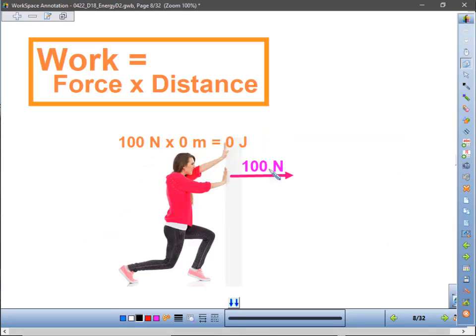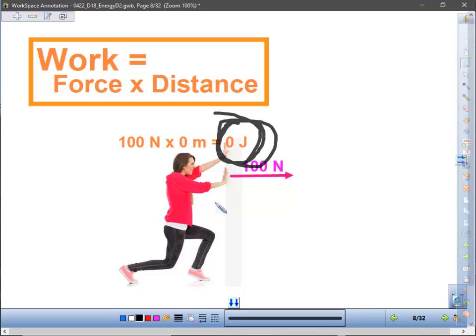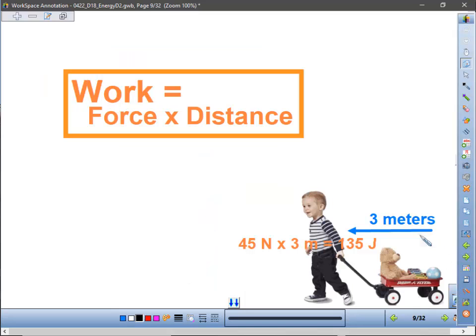All right, this woman, she's pushing with 100 newtons, that's the force, but the wall is not moving, so no distance. 0. 100 times 0 is 0. No work done. And that makes sense. Even though she's giving effort, the wall's not actually moving, so she's not doing any work. This boy, he's got force and distance. He's pulling it, 45 newtons of force, and it's moving 3 meters. So he's doing 135 joules of work. So he is doing work to that cart to get it moving.